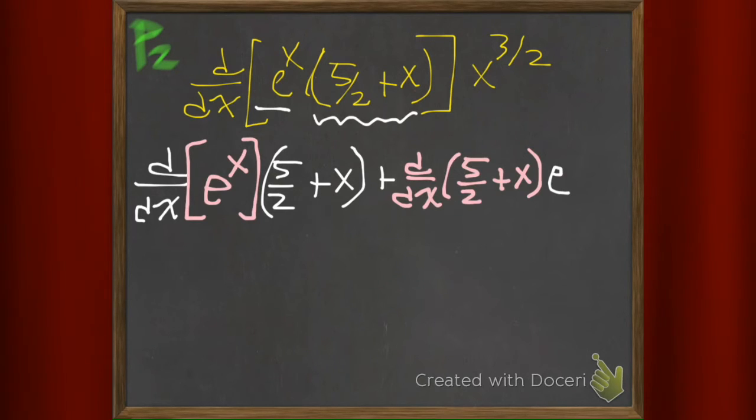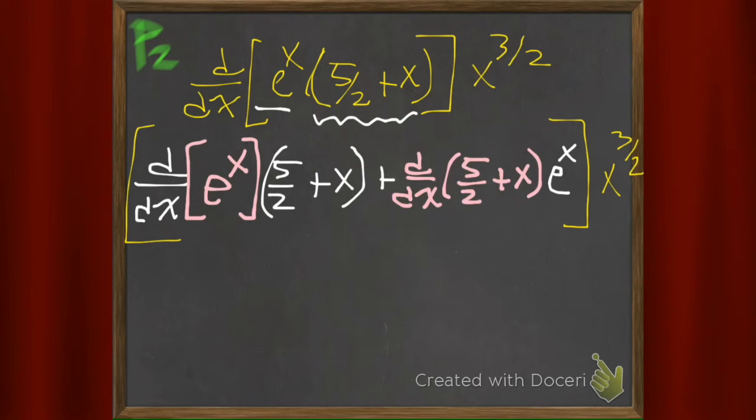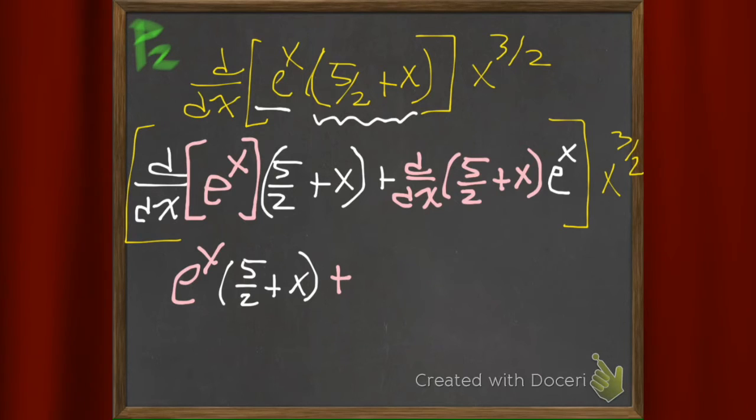Which was e to the x. And then it is important to make note that all of this is being multiplied by that x to the 3 halves. But that's there, not here. We're taking the derivative of that inside. So, the derivative of e to the x is e to the x. It's still going to be multiplied by 5 halves plus x. And then, the derivative of the second, boom. Derivative of 5 halves. What's the derivative of a constant? You're out of here.